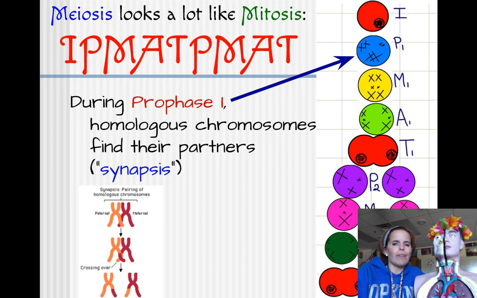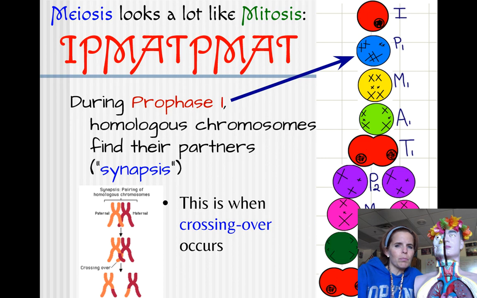First of all, during prophase 1, which is the blue cell, homologous chromosomes find their partners. Now in mitosis, they didn't find their partners. They just were scattered randomly all over the cell. This time they're going to find their homologous partners. And the process of finding their partners is called synapsis. And synapsis happens specifically in meiosis during prophase 1. The reason that synapsis is important is that this is when the chromosomes do that crossing over business, and you can see the diagram in the bottom left. Crossing over is when they're able to trade pieces of DNA. Mother's chromosome trades a section with father's chromosome, so that you're creating chromosomes that have never existed before.